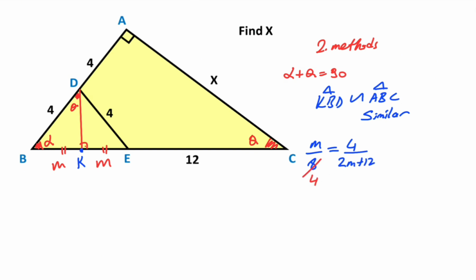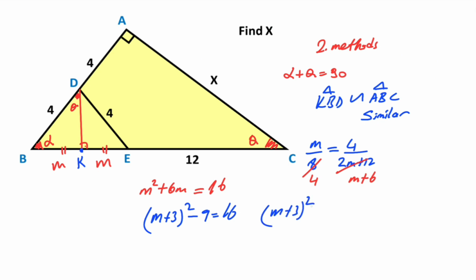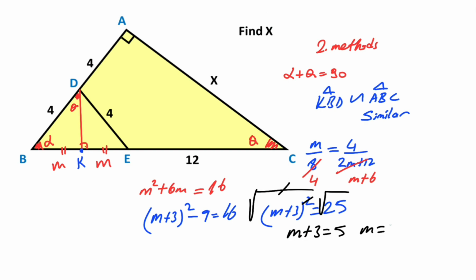Let's simplify. So m squared plus 6m equal 16. If you convert this expression to a perfect square, m plus 3 whole squared minus 9 equals 16. Therefore, m plus 3 whole squared equals 25. Let's square root both sides of the equation. We get m plus 3 equals 5. That means m is going to be 2 units. Let's write here m equal 2.